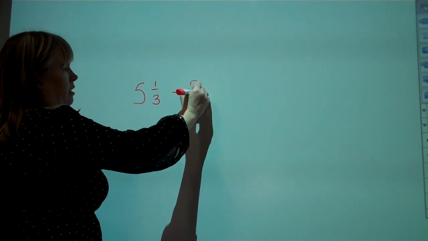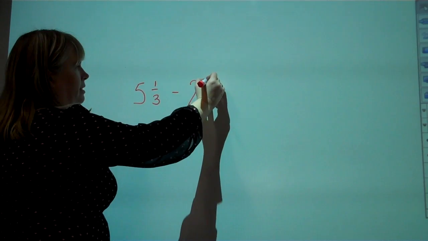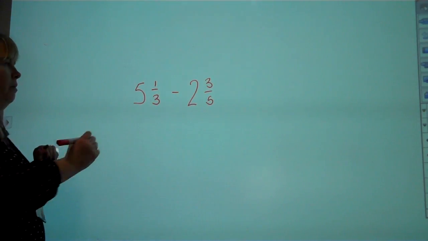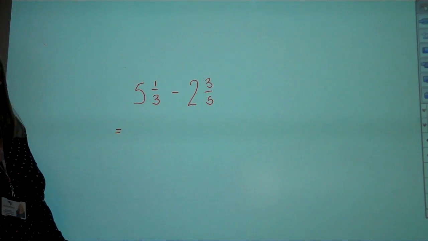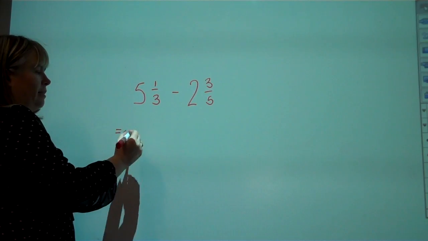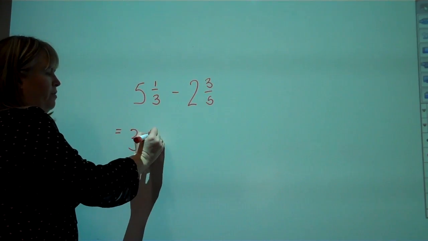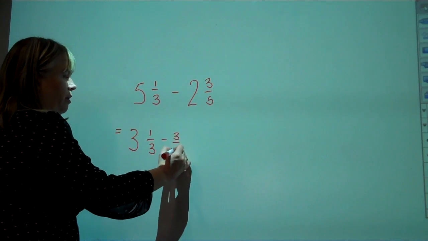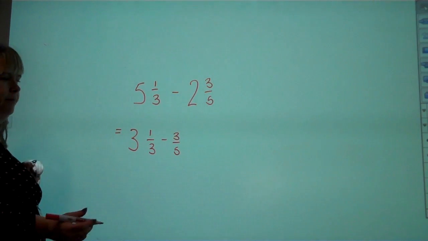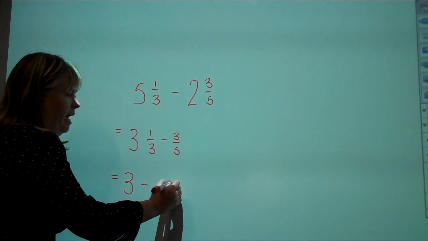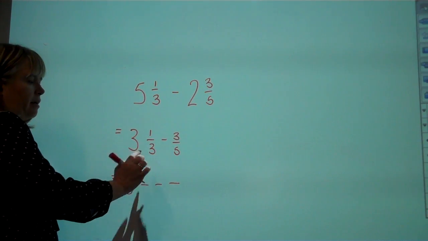5 and a third, take away 2 and 3 fifths. Okay? This is tricky, so you need to pay attention now. 5 take away 2 is 3, and I've now got 1/3 take away 3 fifths. Okay? So to take away, I need a common denominator.